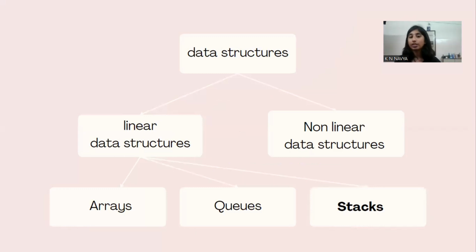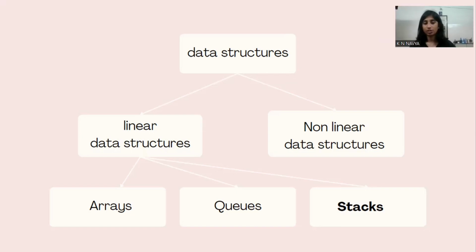Data structures are divided into two parts: linear data structures and non-linear data structures. Under linear data structures, we have arrays, queues, stacks, and others like linked lists. Meanwhile, in the non-linear, we have trees and graphs. Now, let's learn more about linear data structures.